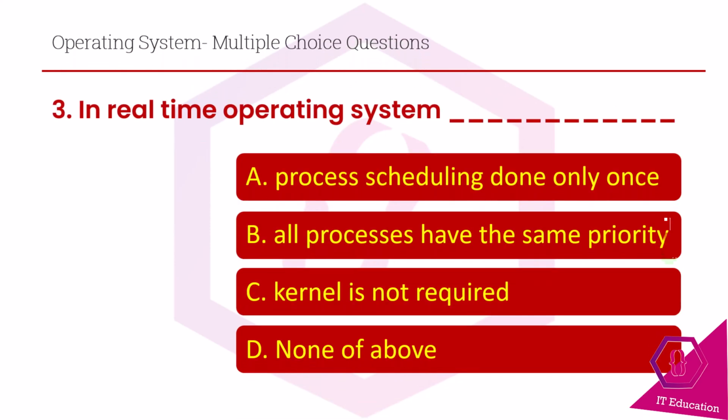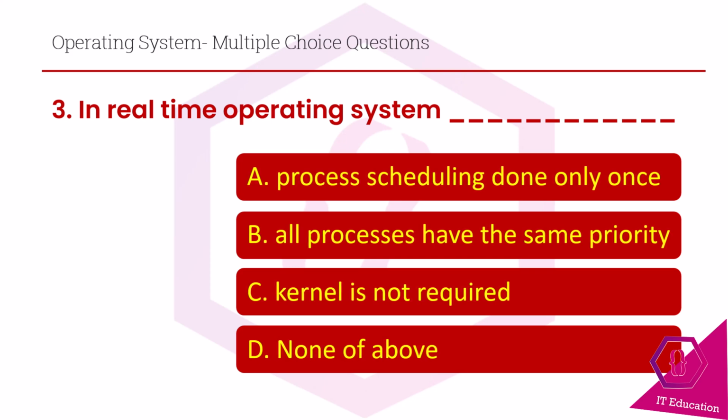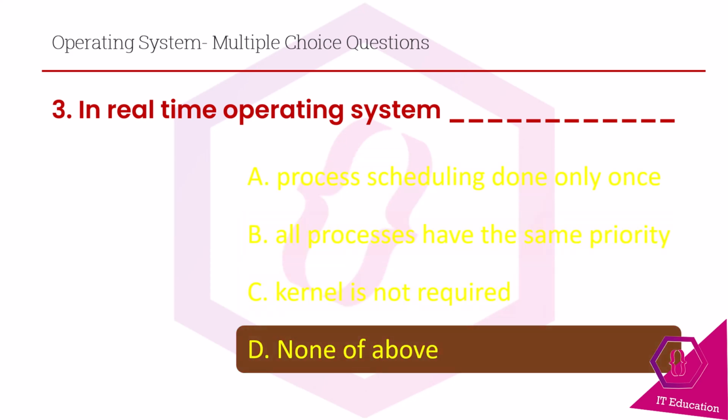The next question is, in a real-time operating system: option A, process scheduling is done only once, option B, all processes have the same priority, option C, kernel is not required, option D, none of the above. In a real-time operating system, these options are not suitable. That's why the right answer is none of the above.